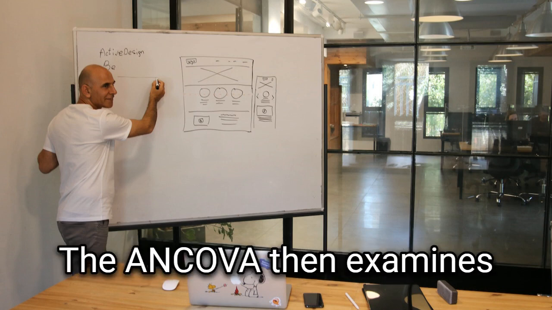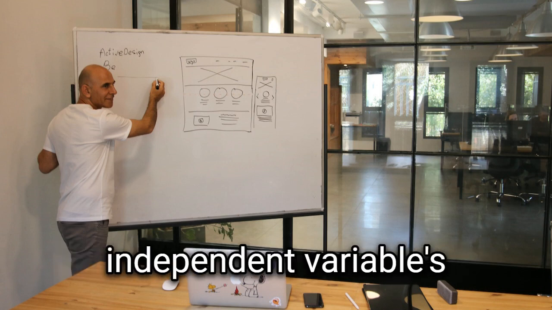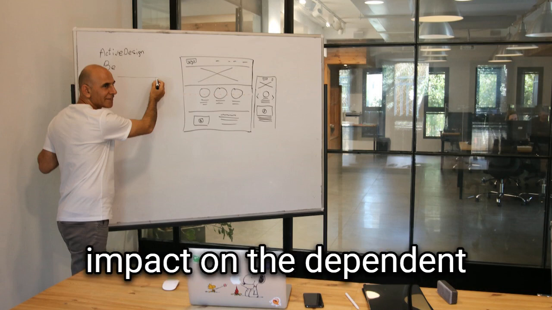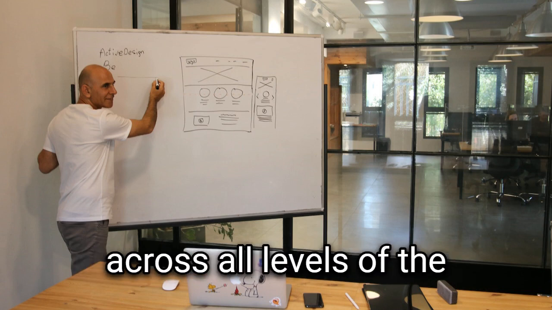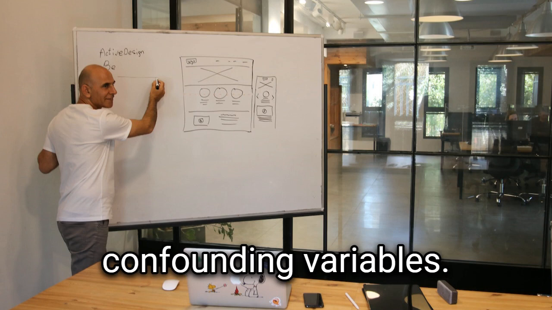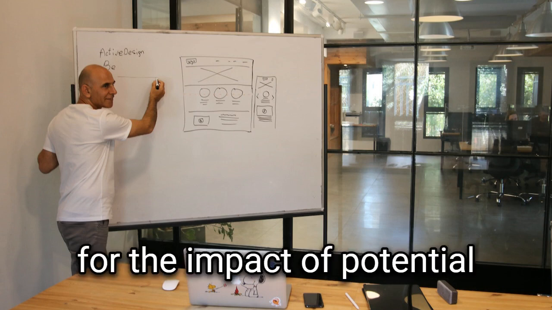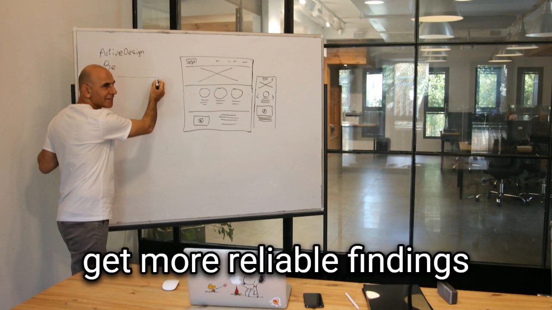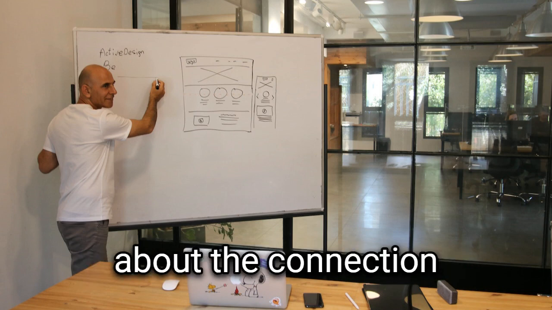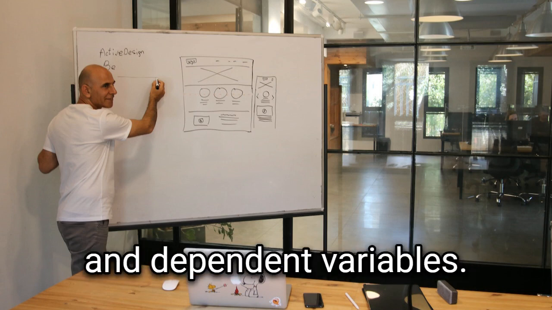The ANCOVA then examines the hypothesis that the independent variable's impact on the dependent variable remains constant across all levels of the confounding variables. This helps us to account for the impact of potential confounding factors and get more reliable findings about the connection between the independent and dependent variables.